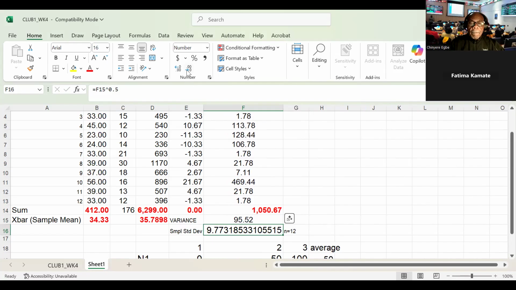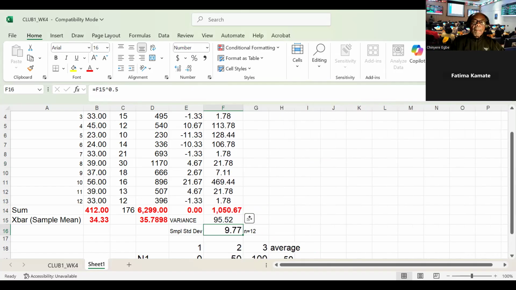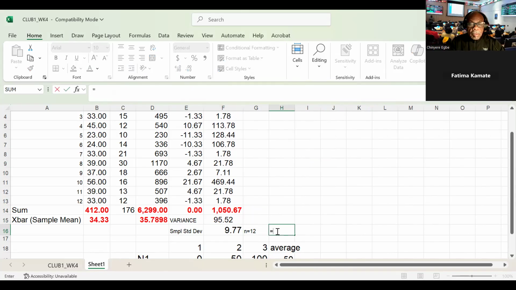Where did you get the 0.5 from? The square root of any number is that number to the power 0.5. I think we learned that in basic algebra. Or you can use equals SQRT F15. Get it? Yeah, I see.